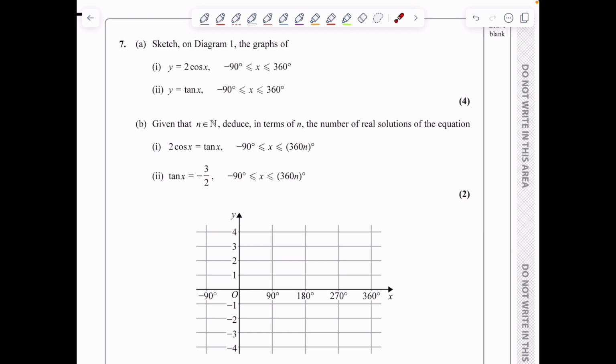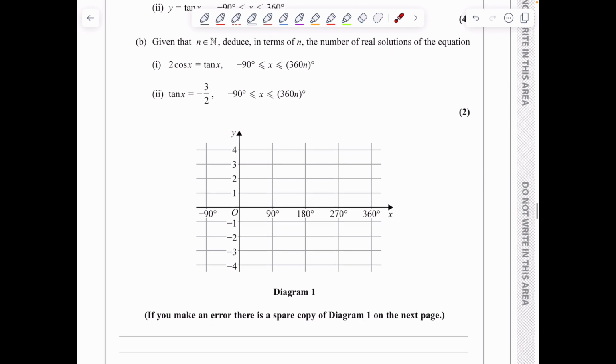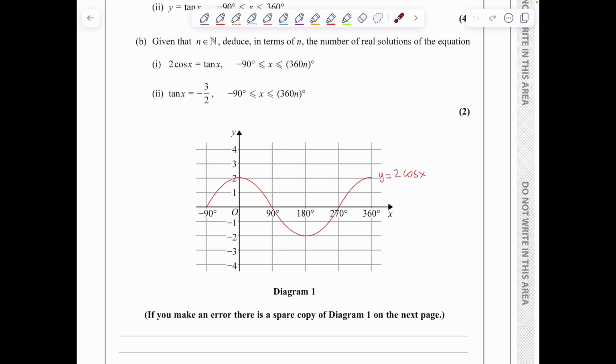In question 7a, we need to sketch y = 2 cos x and y = tan x on the given diagram. So for 2 cos x, we're looking at a stretch along the y direction by a scale factor of 2. So the graph should look something like this. The maximum is at 2, the minimum is at negative 2, whereas for tan x, we know we've got asymptotes at 90 and every 180 degrees, so at 90, 270, at minus 90, so the graph looks something like this.